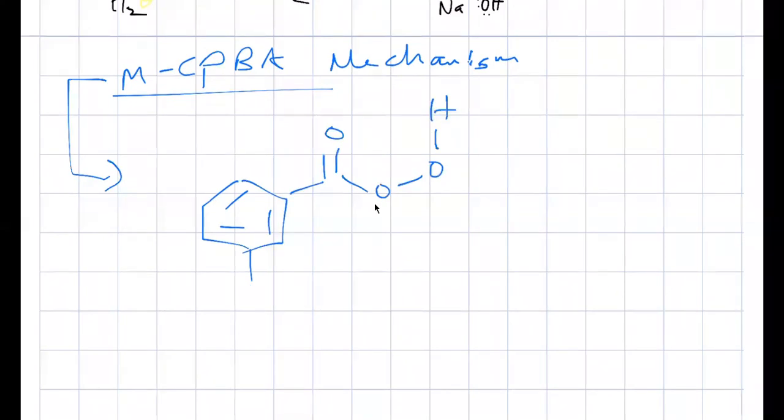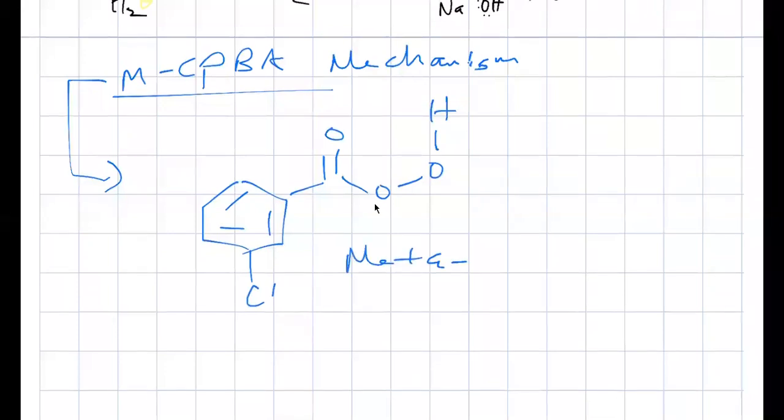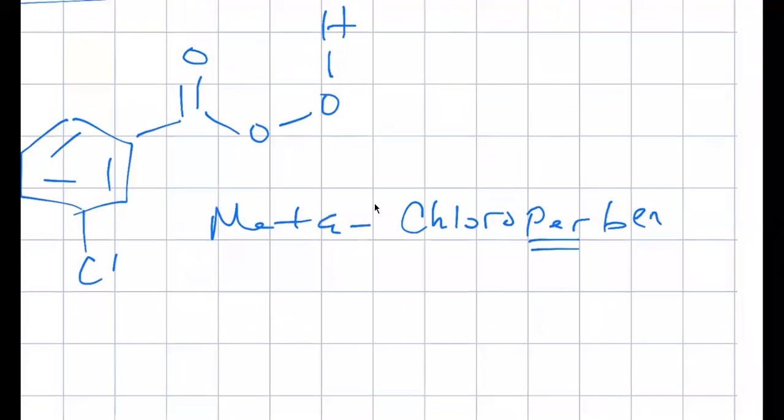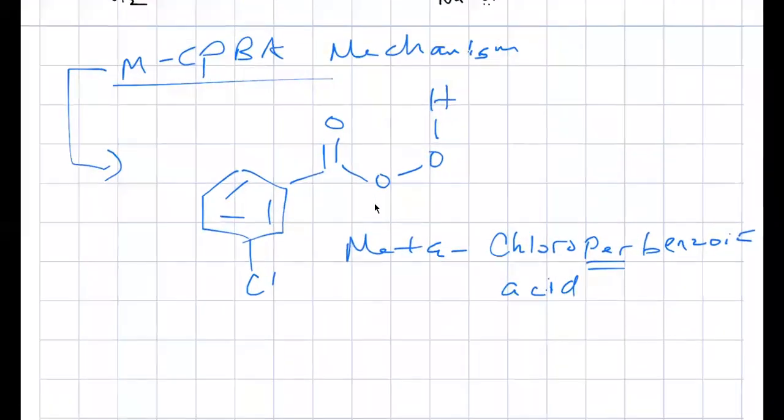It's metachloroperbenzoic acid. The per is in there because of the extra oxygen. I'm going to show you the difference. So a peroxide is, a hydroxide has an extra oxygen. So the peroxide is indicative of the fact that you have another oxygen present.